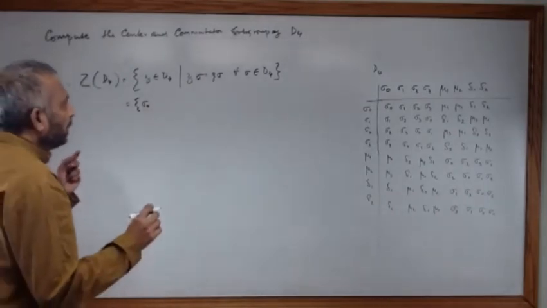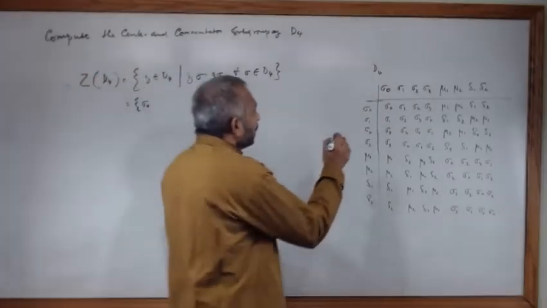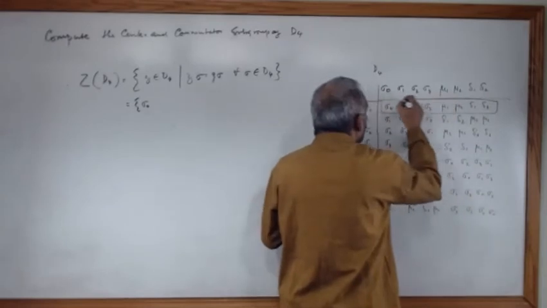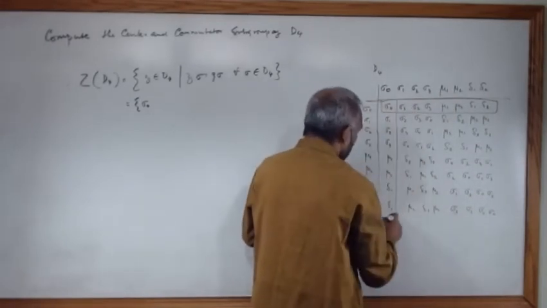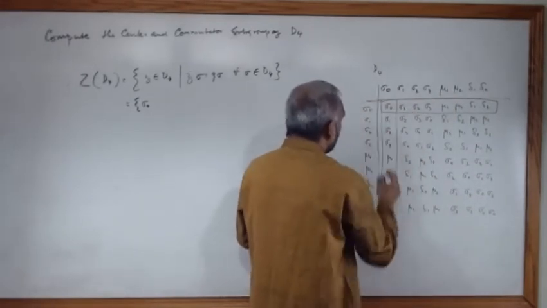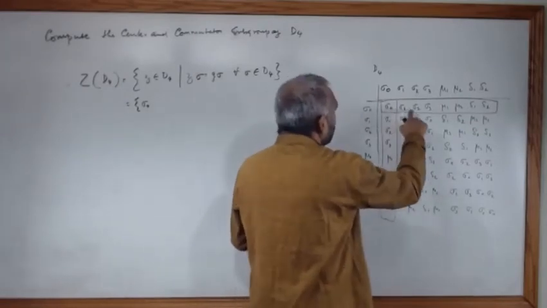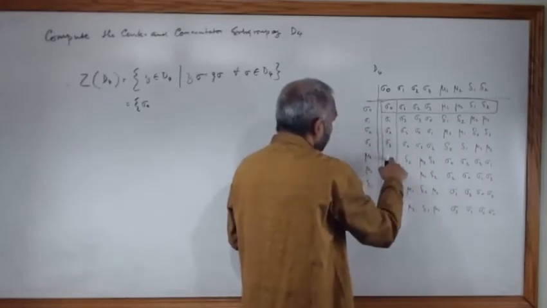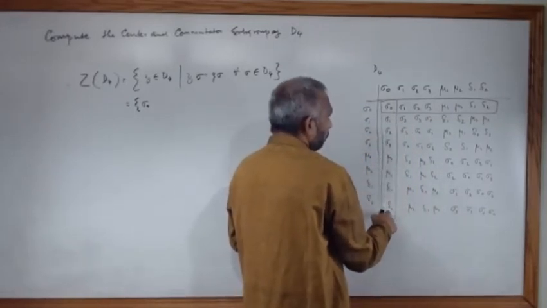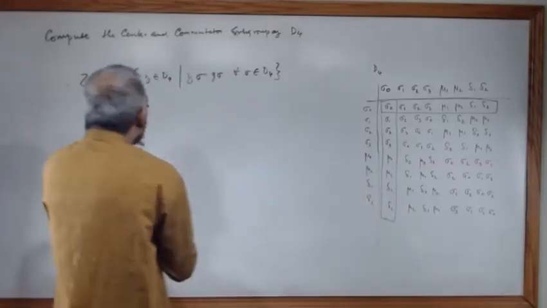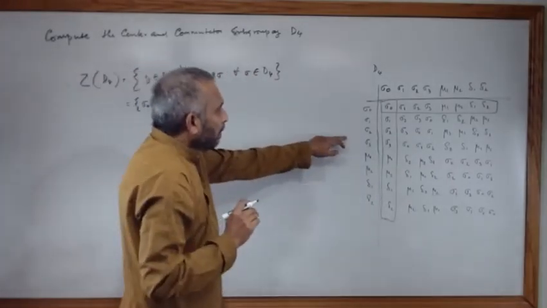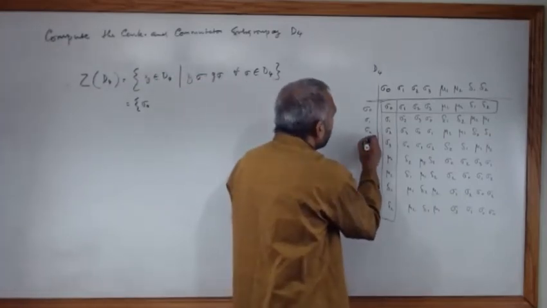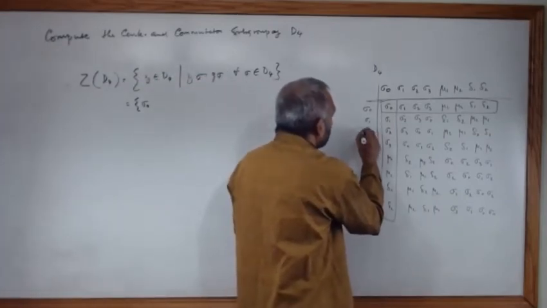What we need to do is, if you take this row and this row, they are identical. 0, 1, 2, 3, mu 1, mu 2, delta 1, delta 2. 0, 1, 2, 3, mu 1, mu 2, delta 1, delta 2. There is only one more element in this table that satisfies this, that is sigma 2.